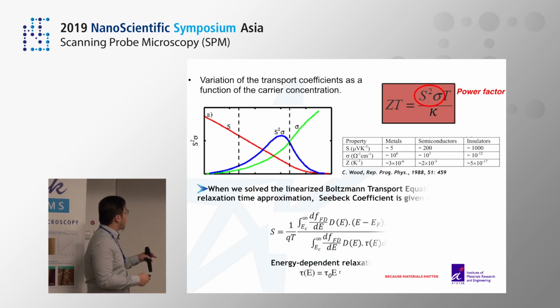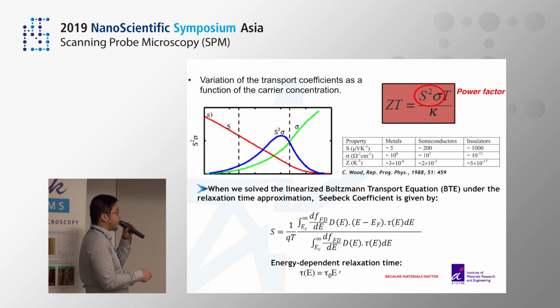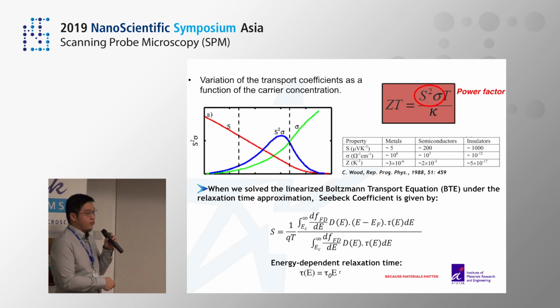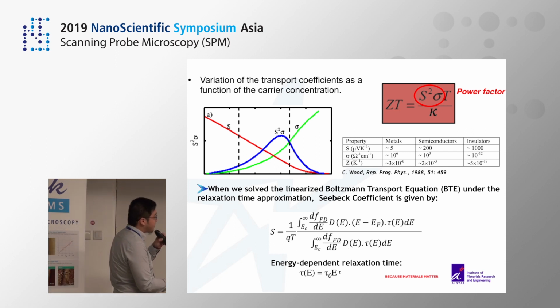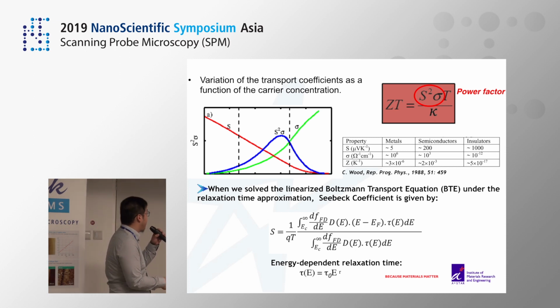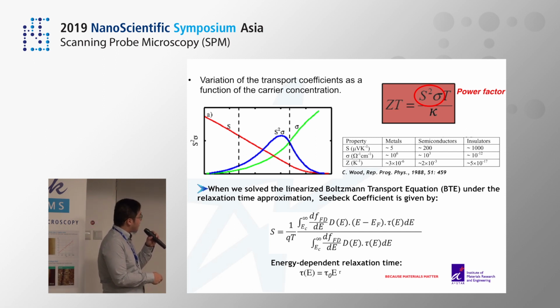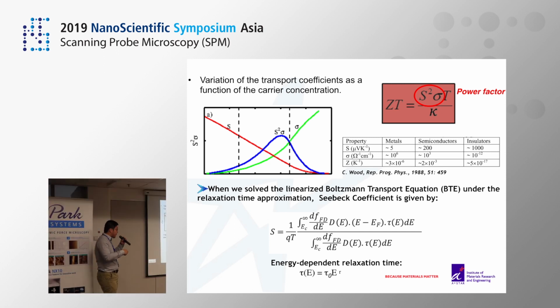When we solve the linear Boltzmann transport equation under the relaxation time approximation, the Seebeck coefficient is given by this formula. The f_FD here is the Fermi-Dirac distribution, D(E) is the density of states, and tau here is the energy-dependent relaxation time. People have proposed that in low-dimensional materials, the sharp change in the density of states due to quantum confinement will also increase the Seebeck coefficient.